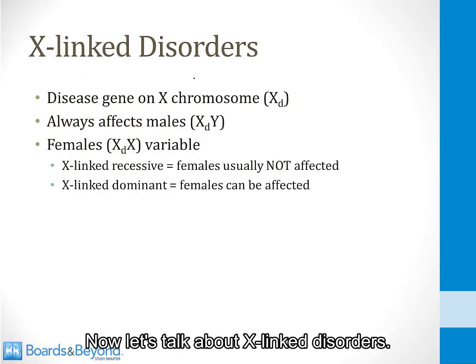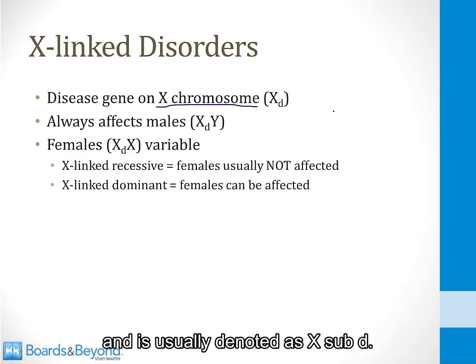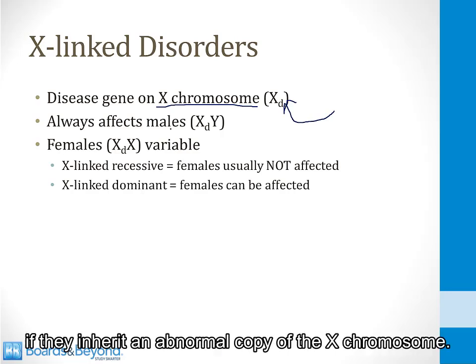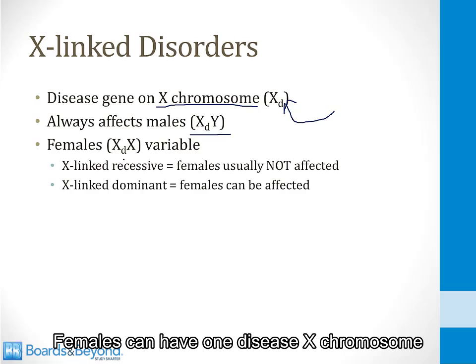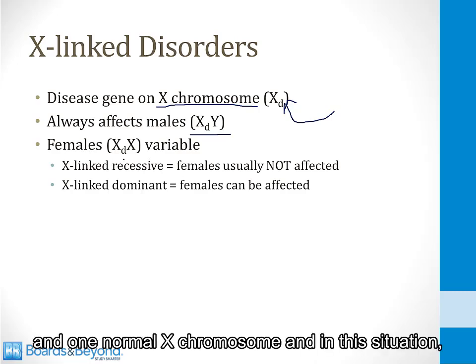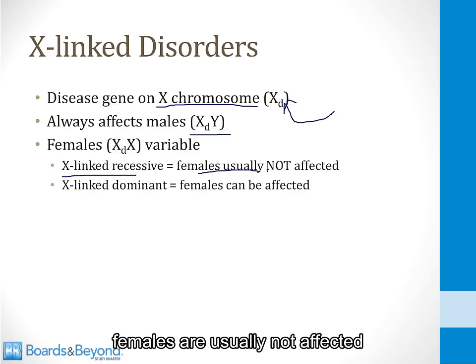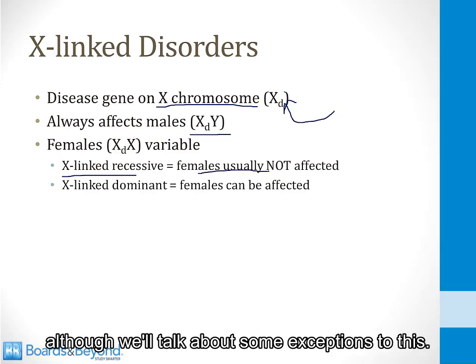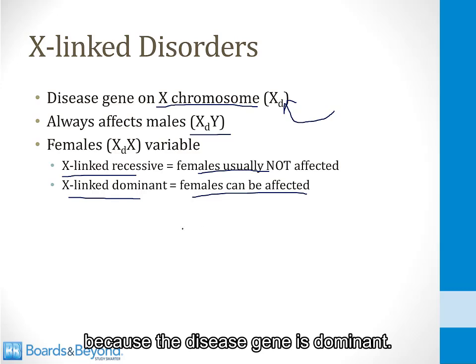Now let's talk about X-linked disorders. In these disorders, the disease gene is found on the X chromosome and is usually denoted as X sub D. These disorders will always affect males if they inherit an abnormal copy of the X chromosome. That's because males have only one X chromosome. Females can have one disease X chromosome and one normal X chromosome, and in this situation, the effect on the individual is variable. In X-linked recessive conditions, females are usually not affected, although we'll talk about some exceptions to this. In X-linked dominant conditions, females can be affected because the disease gene is dominant.